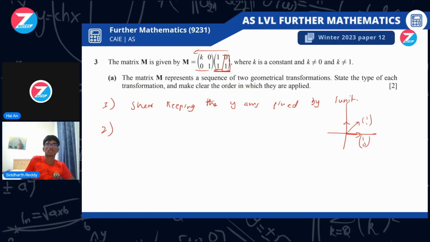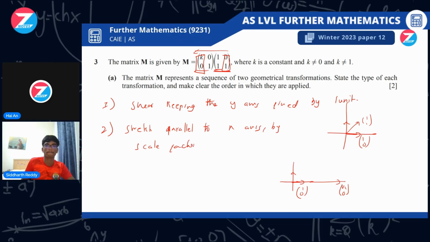And the second matrix is a stretch. What this means is that the unit vector 1, 0 is getting stretched all the way to k, 0, while the unit vector in the y direction, j hat, stays as it is. So this is a stretch parallel to the x-axis by scale factor k.